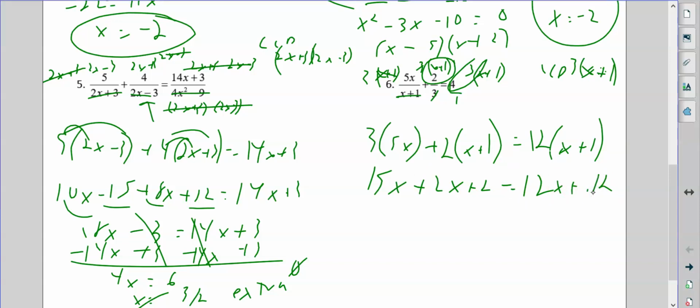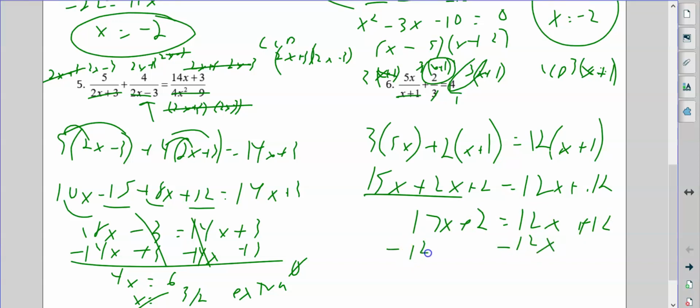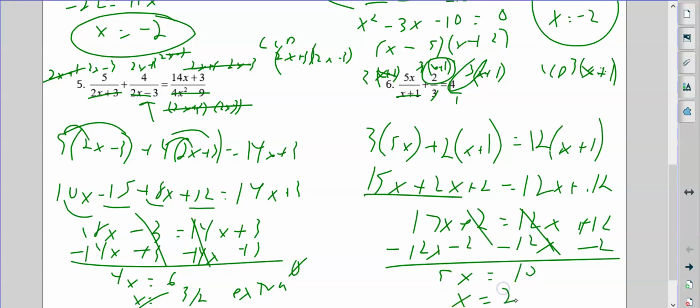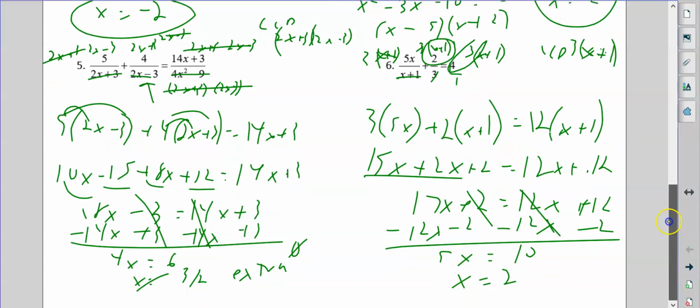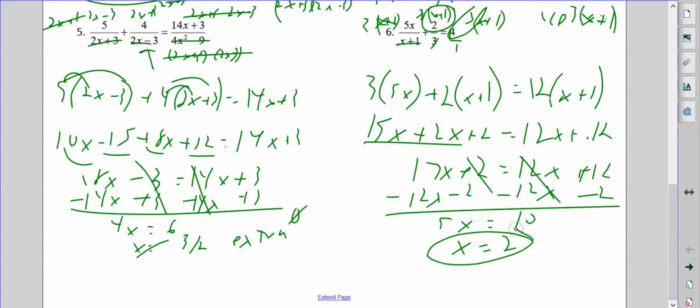Combine, 17x plus 2 equals 12x plus 12. I'm going to subtract 12x, and I'm going to subtract 2. That gives me 5x equals 10, divide by 5, x equals 2. That will not cause a problem, so that is my answer.